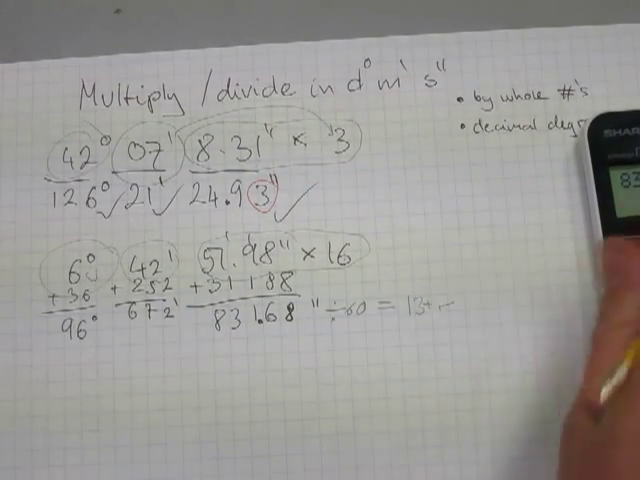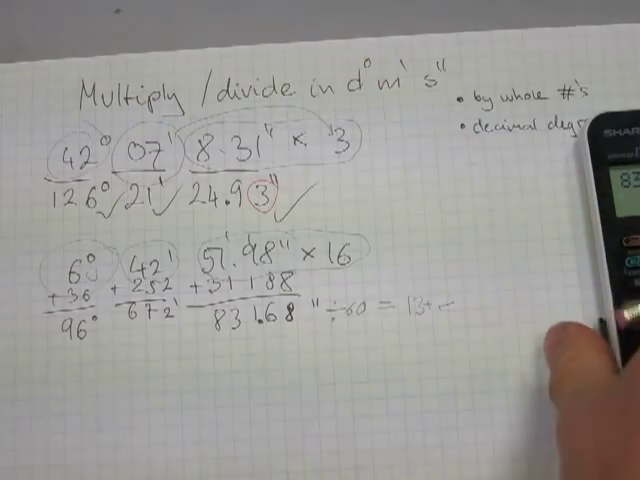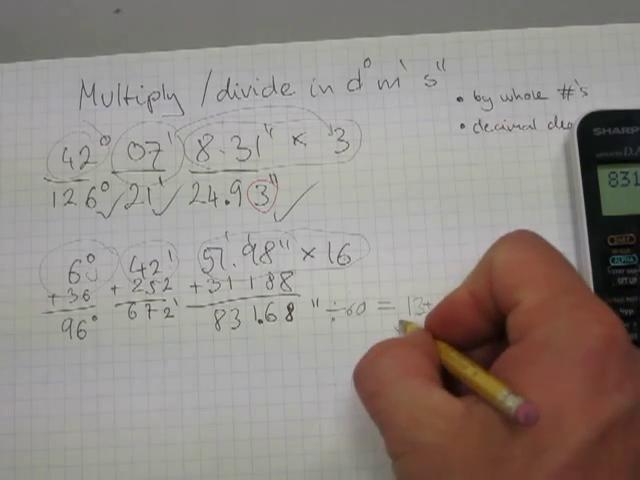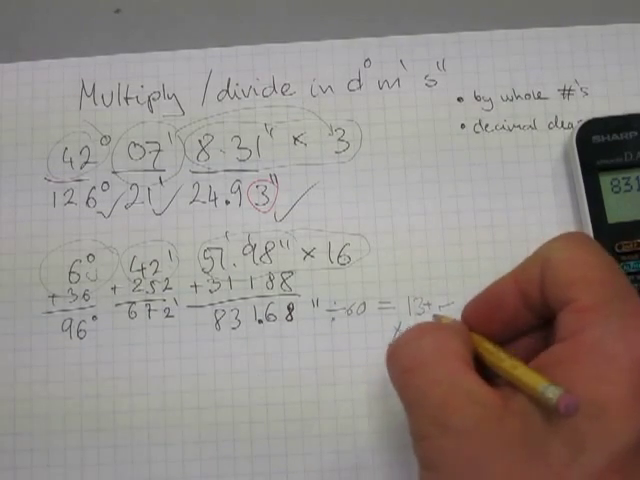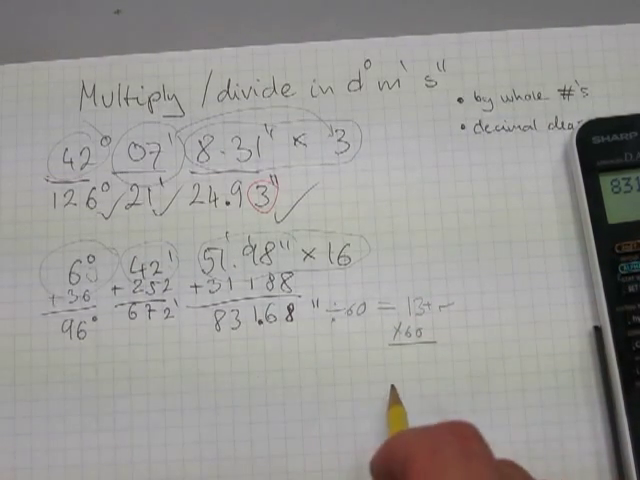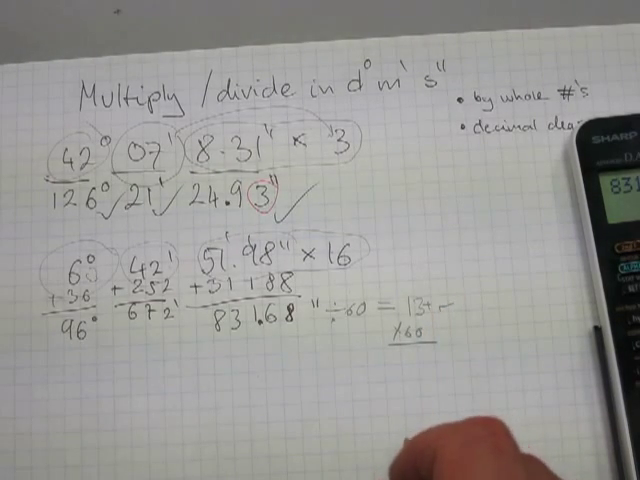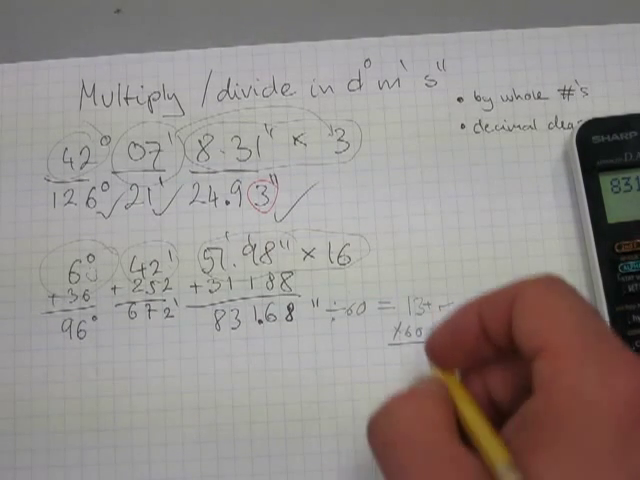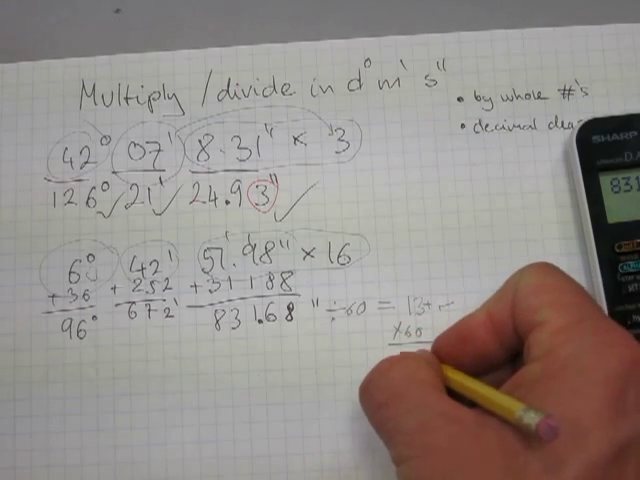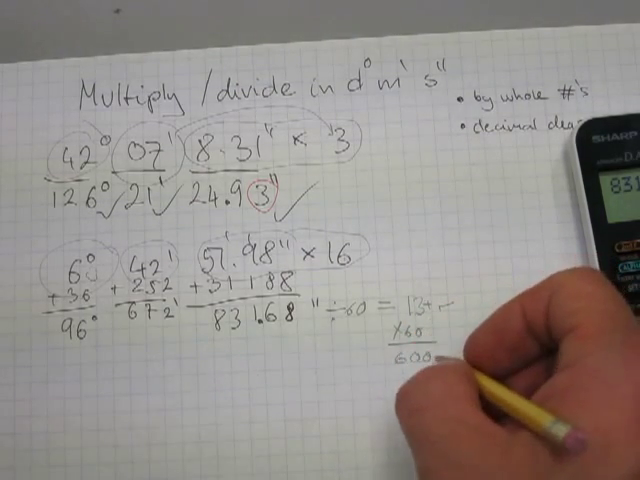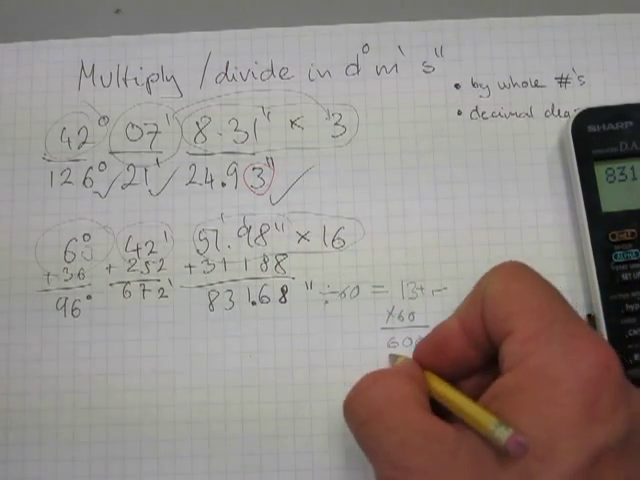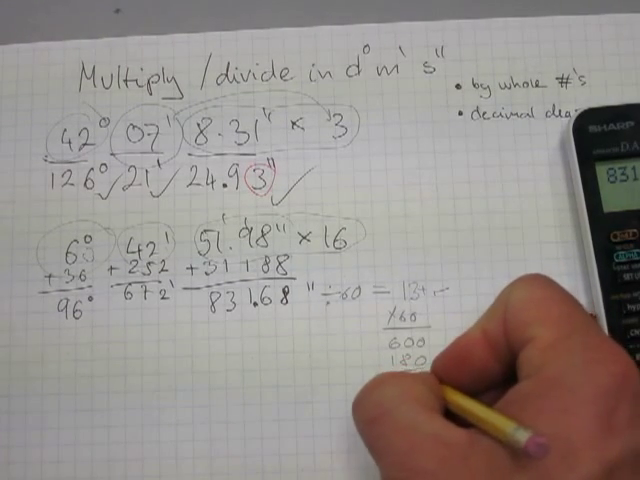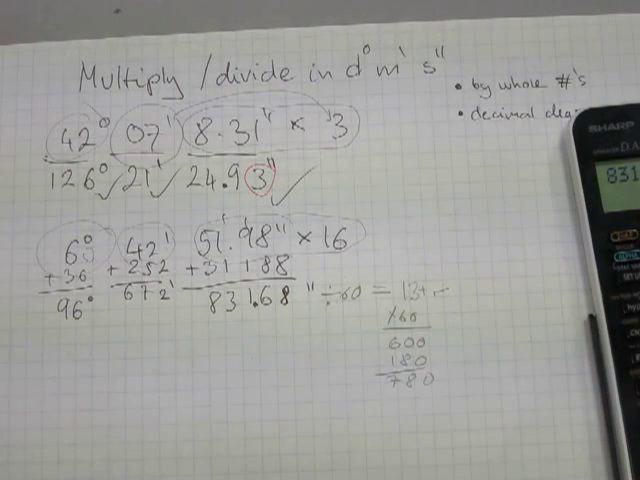The 13 minutes is 13 times 60 seconds. We can make 13 minutes out of this. 13 times 60 seconds is: 10 times 60 is 600, 3 times 60 is 180. Add them together, it's 780 seconds.